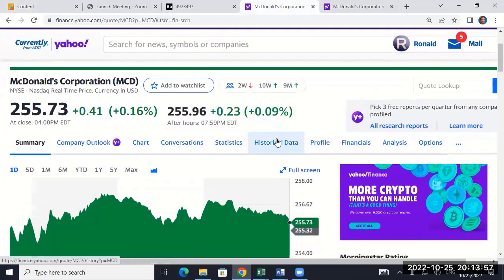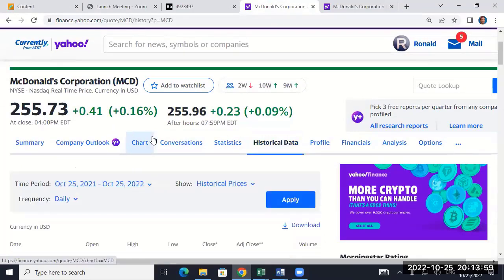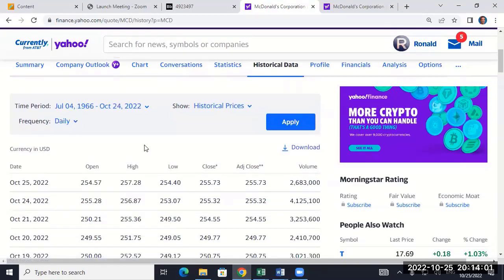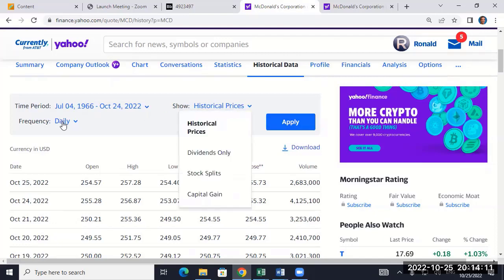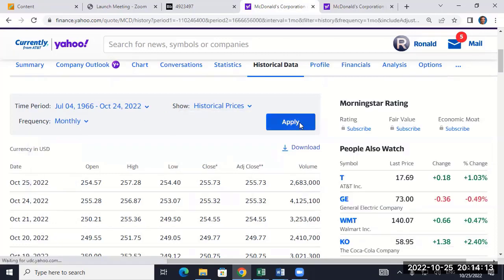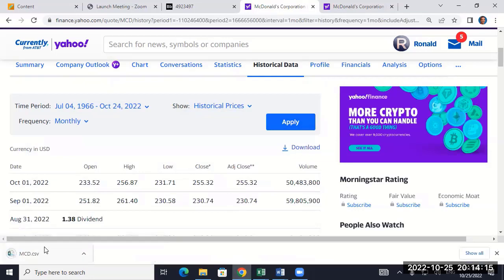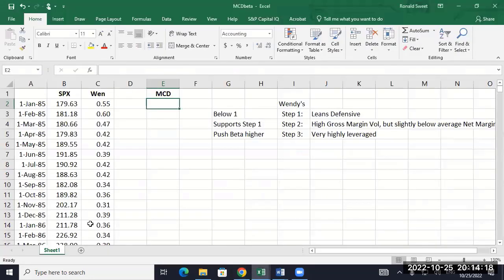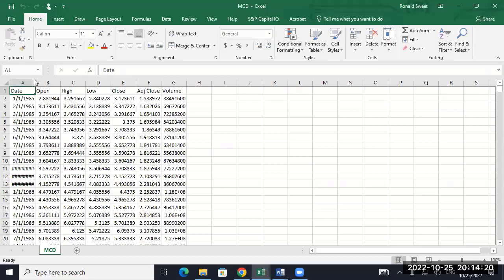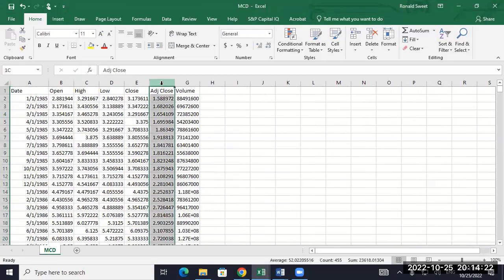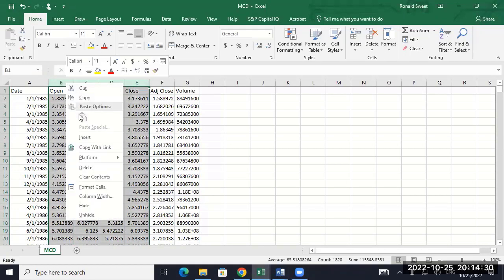So here's McDonald's Corporation. I click on historical data. I do max. They say 1966, but when you download it, they only take it to 1985. And we want monthly. You apply, you download, and just like that, you have McDonald's stock prices back to 1985. We're going to use the adjusted close because we don't want dividends to distort this. So all you need is the adjusted close.